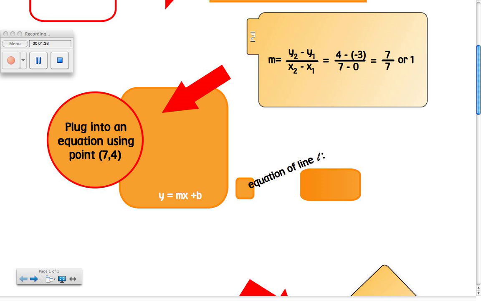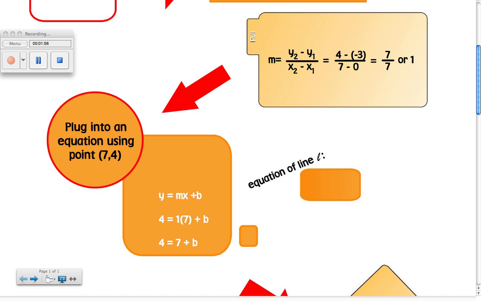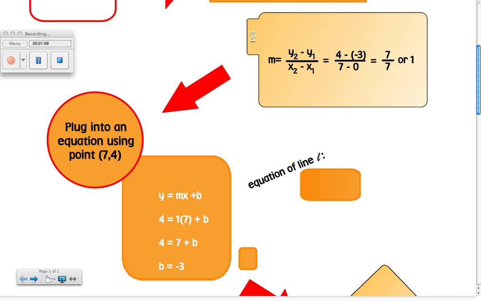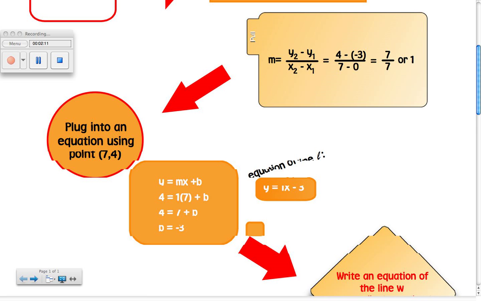So first we're going to use the slope-intercept form, which is y equals mx plus b. We're going to plug in our coordinates. We get 4 equals 1 times 7 plus b. And then we multiply 1 times 7, we get 4 equals 7 plus b. Then we subtract 7 from both sides of the equation to get b equals -3. So after that, we find that the equation of line L is y equals 1x, or x minus 3.